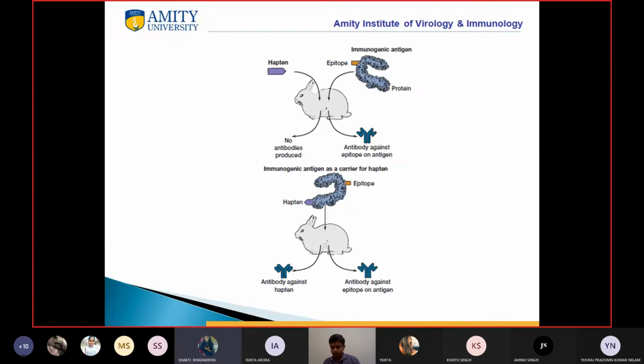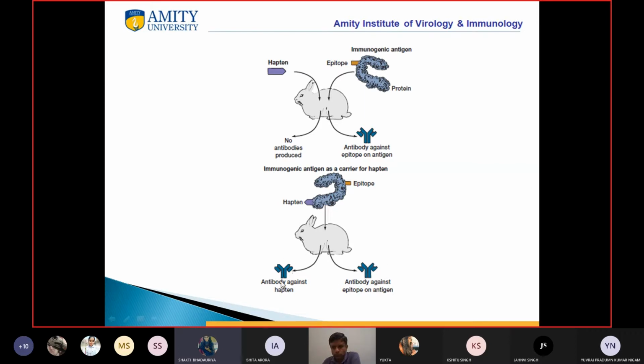Yes, sir. So in the first one, we have one hapten and the second one is a protein. So they are different. We have induced them differently. In case of hapten, as we know, they can't produce their own antibodies, so no antibody is produced. And in case of the carrier protein, the antibody against its epitope is produced. In the second one, we have combined them, and then we can see that antibody against the protein is also formed, and the antibody against hapten is also formed.